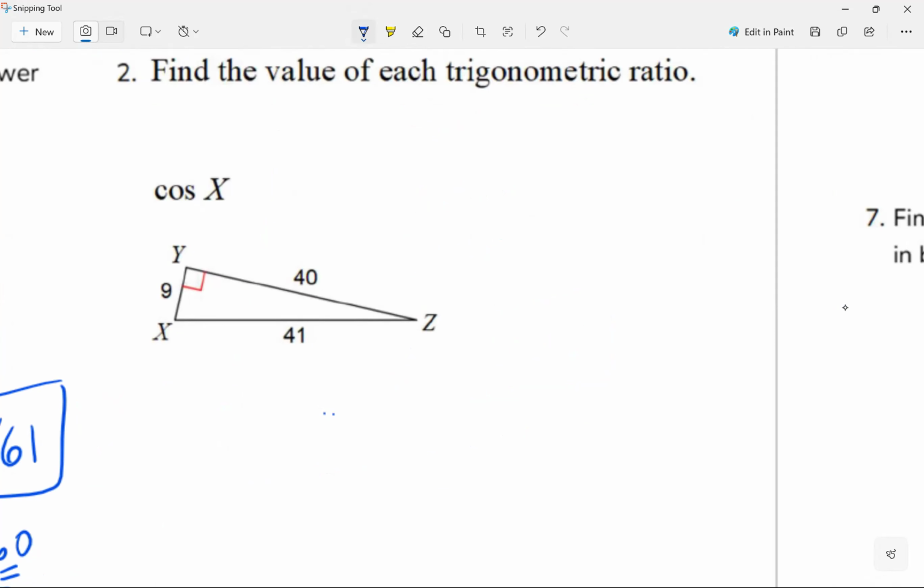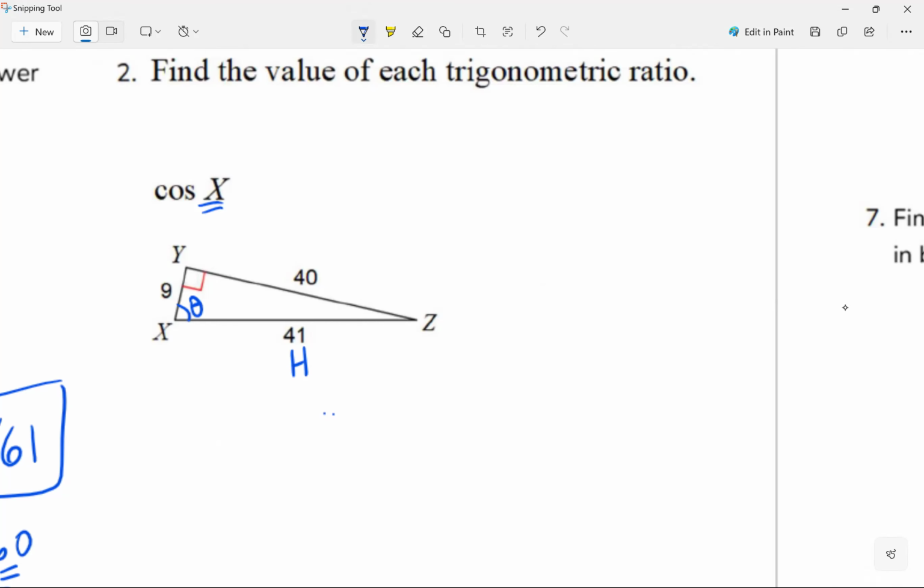Find the value of each trigonometric ratio. And then here it says cosine of x. I don't see a corner marked. I know from my three sides, my 41 is the hypotenuse. I know that because it's the biggest side, but I don't know where my theta is. Remember how I mentioned at the beginning of the video, sometimes you will be given the angle mark. Sometimes you have to mark it because I'm mentioning cosine of angle x. So at the corner x, that's where I'm going to put my theta.